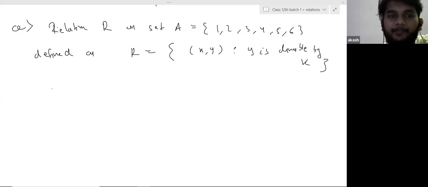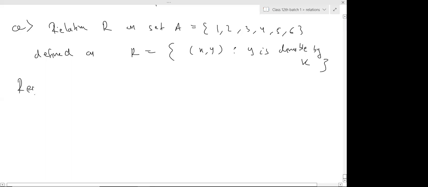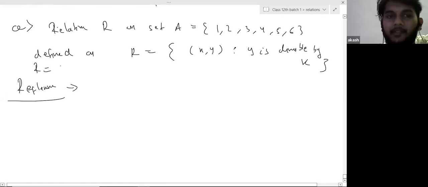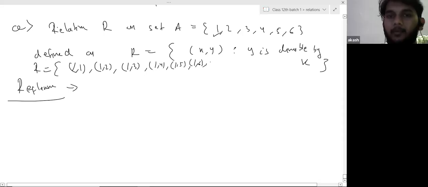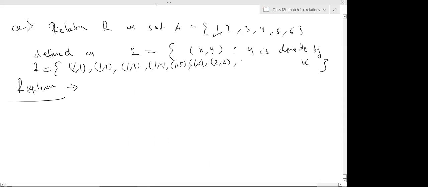All right, let's check reflexive first. Let's write the relation first. What are the elements? So let's start with 1. 1 will divide 1, 2, 3, 4, 5, 6. Now 2 will divide 2, 3 will divide 3, 4 will divide 4, 5 will divide 5, 6 will divide 6.